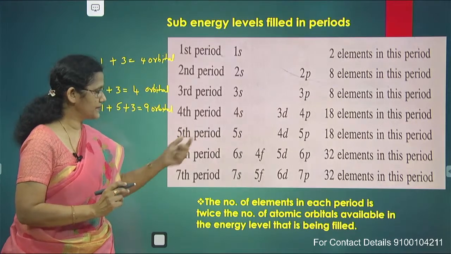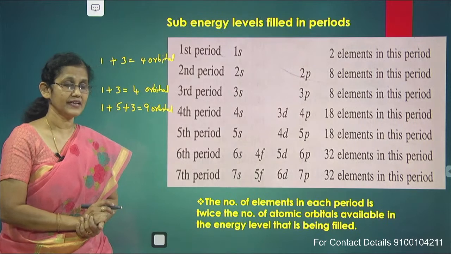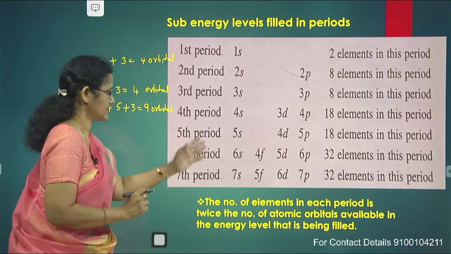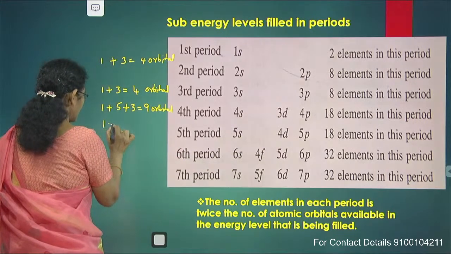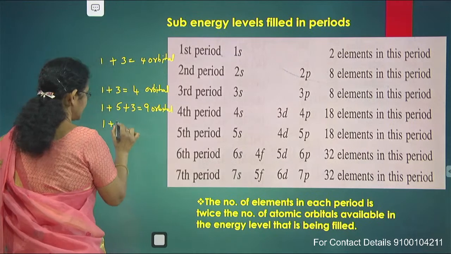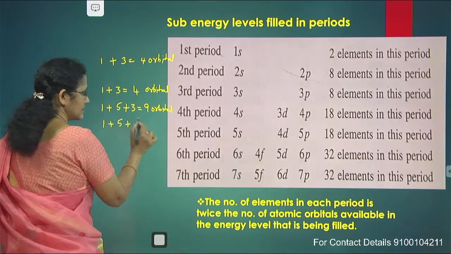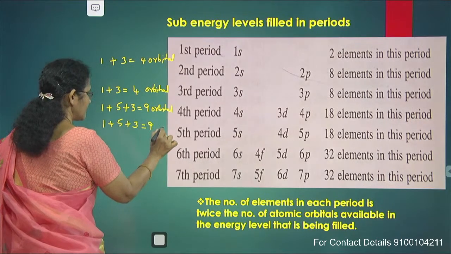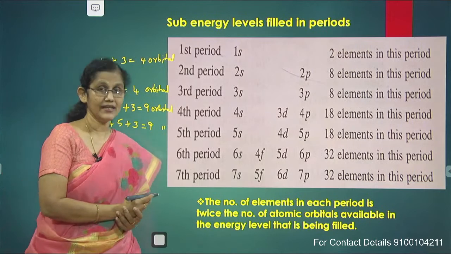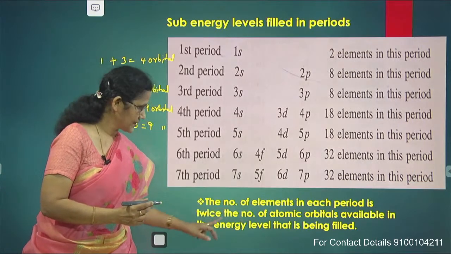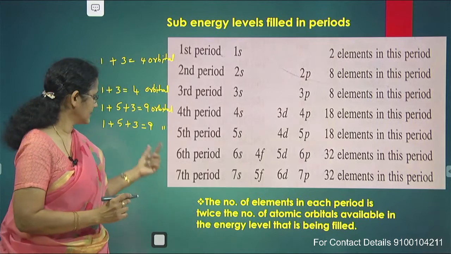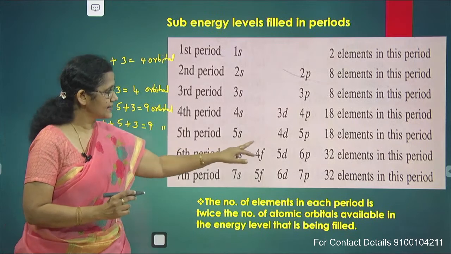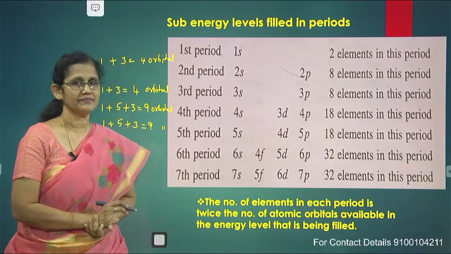If I take the fifth period, what is the order of filling of energy levels? 5s, 4d, 5p. When I say 5s, 1 orbital. When I say 4d, 5 d orbitals. Then 5p, 3 p orbitals. Here also 9 orbitals are available. How many elements are possible? Twice the number of atomic orbitals available. 9 orbitals are available, so twice that: 18 elements are present in the 5th period.